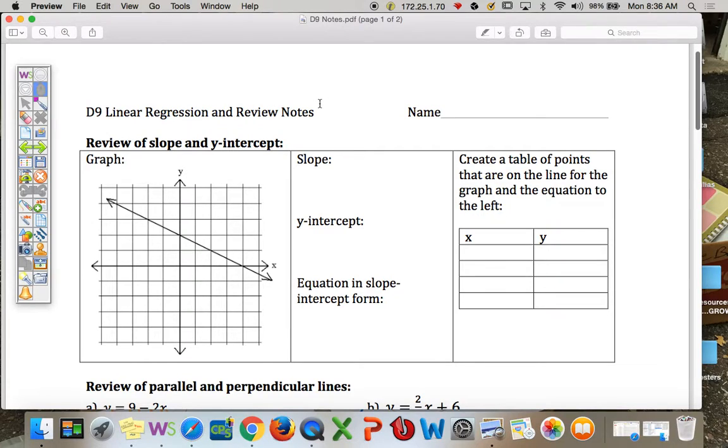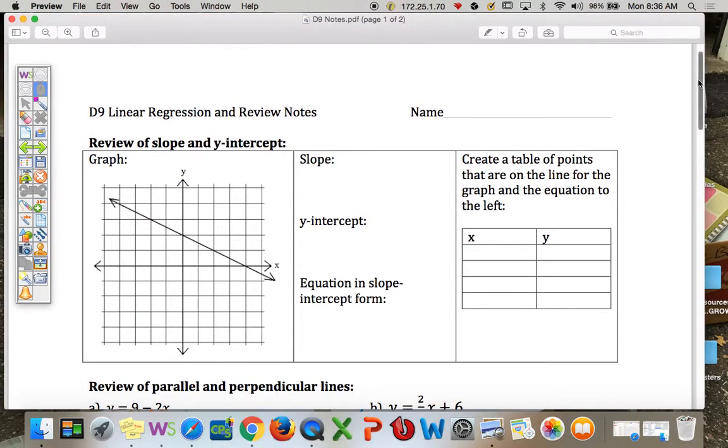Do a review of linear regression, and also we'll look at some of the problems that we've seen earlier in the chapter. So today's kind of a review day. So the first question, we're going to review slope and y-intercept in a graph, in a table, also in the equation. So let's start with the graph here.